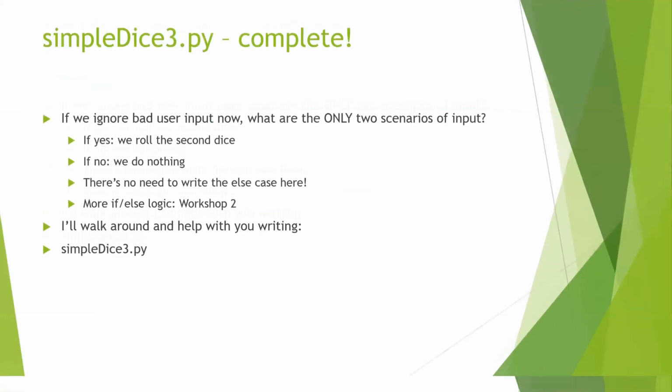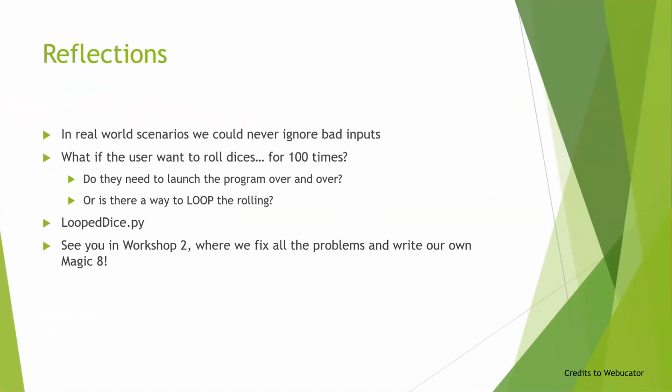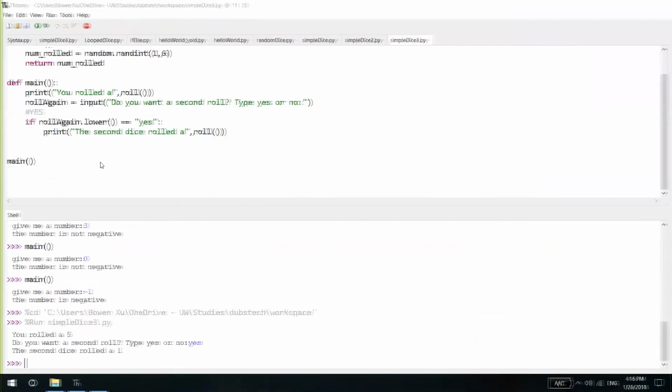All right. So we're done with the project. And now let's think about it before we end this workshop. In real-world scenarios, we could never ignore bad inputs. So instead of yes or no, what happens when the user wants to type in LOL just to mess up our program? Well, we have to prevent that. And what if the user wants to roll dice like 100 times? Do they need to launch the program over and over? That would be really troublesome. Is there a way to loop the code? Yes, there is. I'm going to show you how to do it right now.